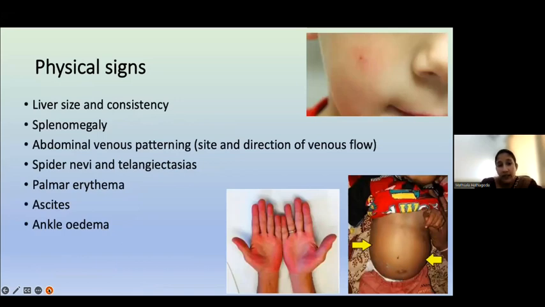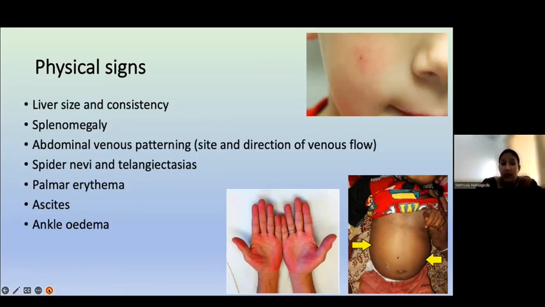When we look for physical signs, it's your general examination and the specific abdominal examination. You need to look for certain things like the size of the liver, and the consistency is very important. And you need to see the size of the spleen, as well as the abdominal venous patterning we talked about. So you need to look at the site and direction.